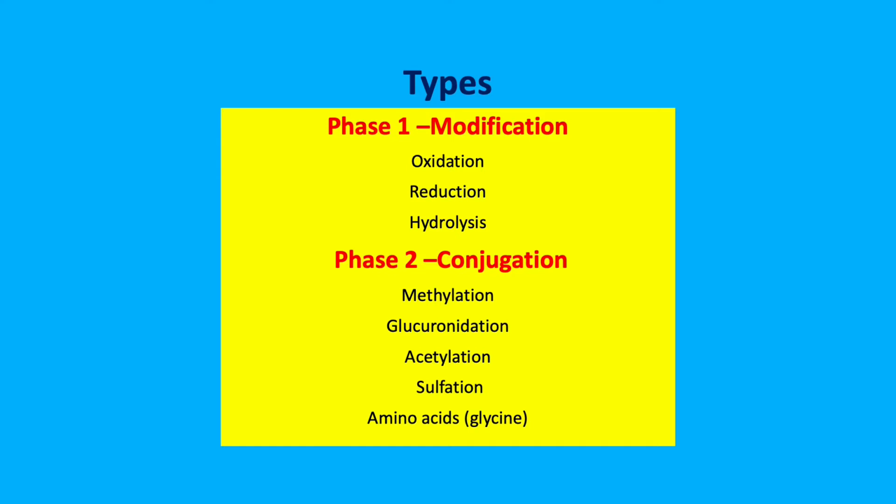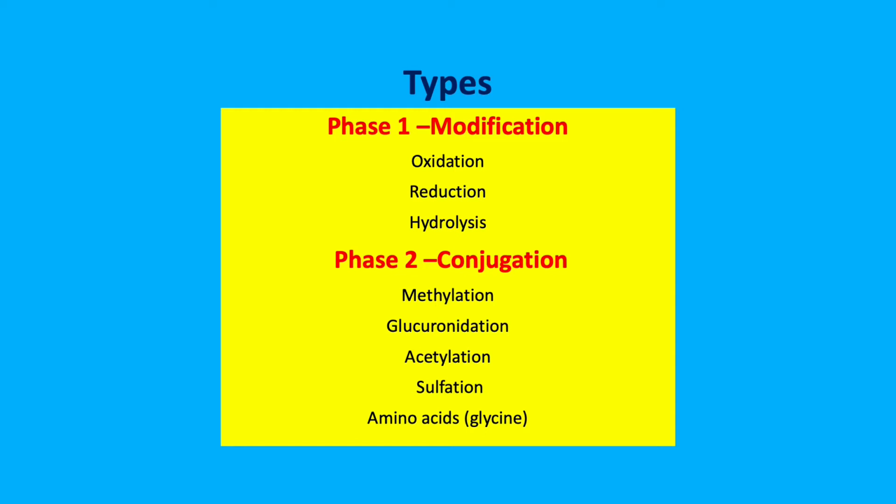Within phase 1 metabolism there's three broad reactions, so oxidation, reduction and hydrolysis. Oxidation involves the CYP450s, monoamine oxidase and alcohol dehydrogenase. Reduction involves CYP450s and hydrolysis involves esterases and imidases.